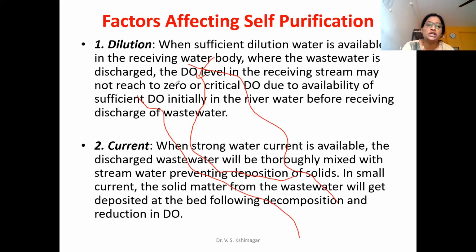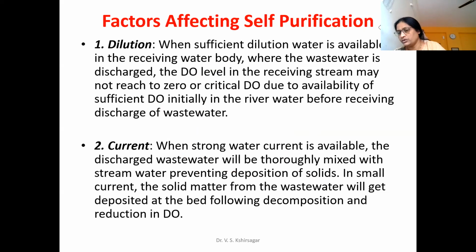But if sufficient quantity is not available in this stream and you are disposing sewage into it, meaning there is no sufficient dilution ratio, in that case the dissolved oxygen will drop immediately like this. It will reach the critical dissolved oxygen level. So for that purpose, you need to confirm that a good quantity of water is available in the existing water body where you are going to dispose the sewage.